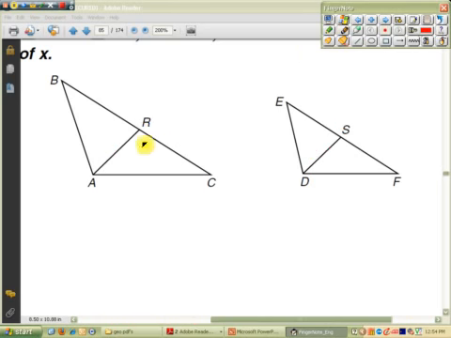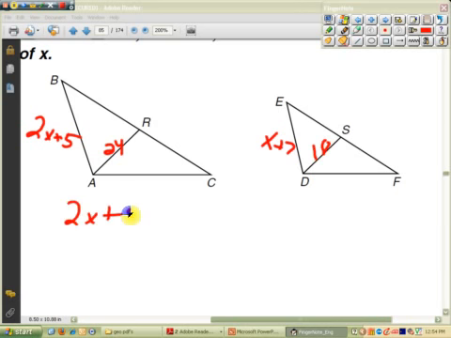Number 2, we have AB is 2x plus 5. So now we're changing our terms a little bit. And we have DE is x plus 7. And then we have AR is 24, which is the middle line. And DS is 18. So again, it's a very similar problem to number 1. It's going to be 2x plus 5 over 24 equals x plus 7 over 18.